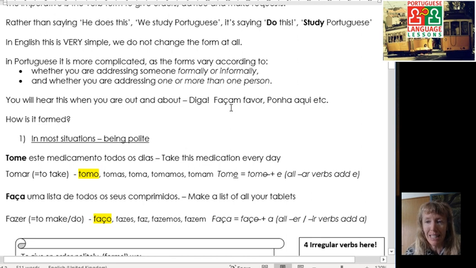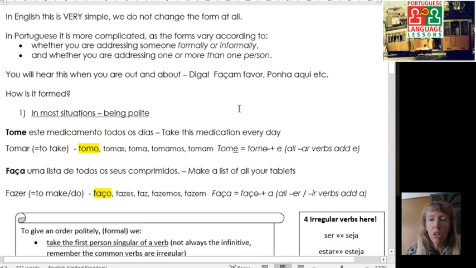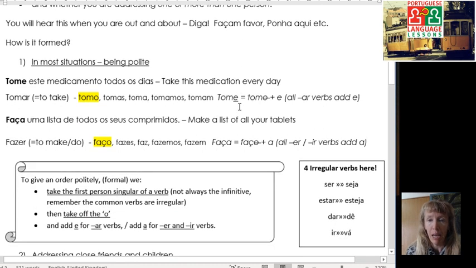Have you heard people say diga, faça favor, ponha aqui, etc.? So normally we're being polite when we're out and about, so we might see or read instructions often in the imperativo: tome este medicamento todos os dias. Take this medication every day.